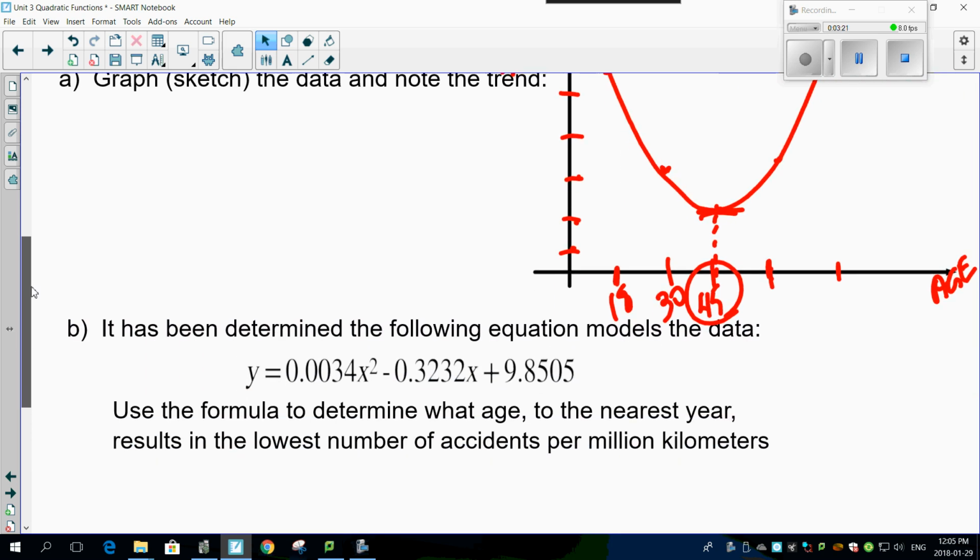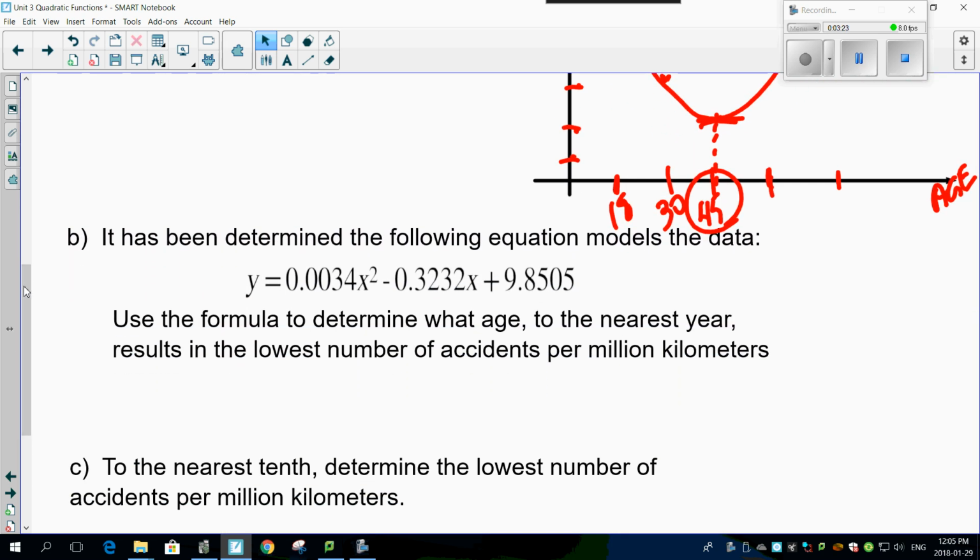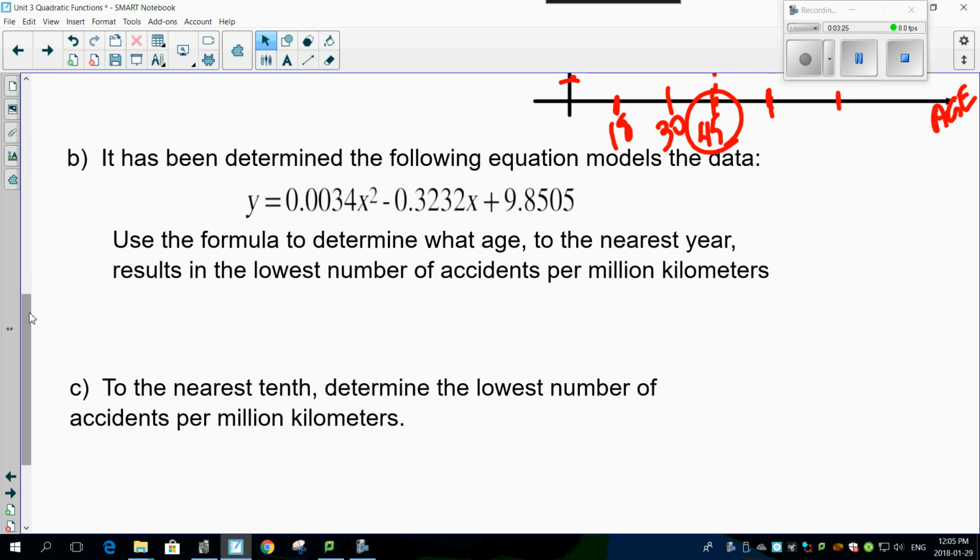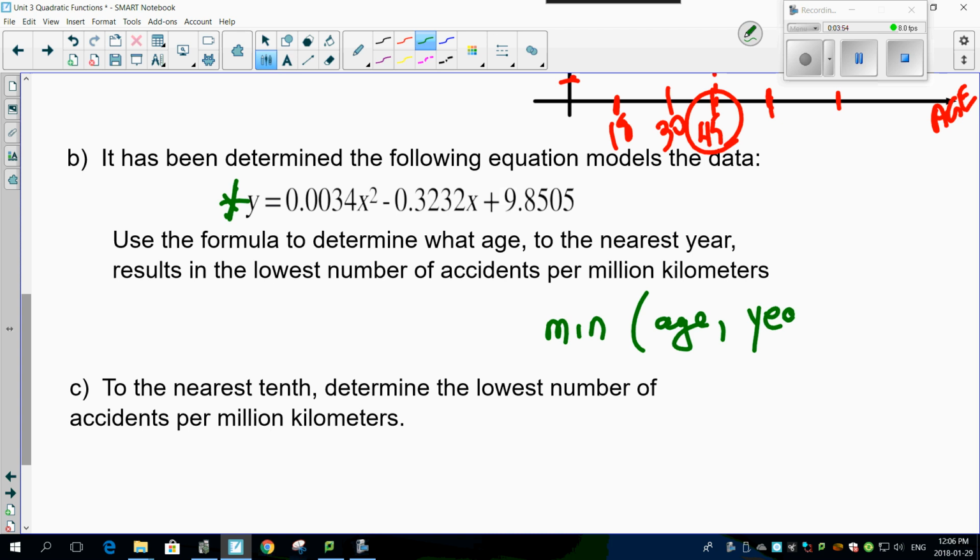All right, so look at this. It says it has been determined that the equation models this. Oh my goodness, look how terrible this looks. Here's the equation for it. Yuck. Could you imagine not using your calculator for that? I couldn't. It says use the formula to determine what age, to the nearest year, results in the lowest number of accidents. So we're trying to find the minimum value. What age does this happen at?